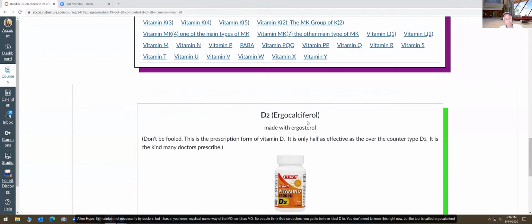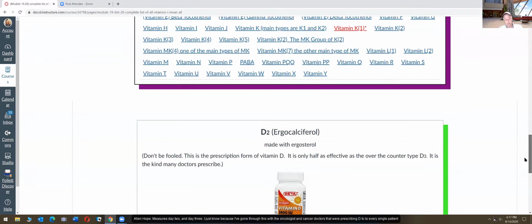But D2, you don't need to know this right now, but D2 is called ergocalciferol. I had to say this, don't be fooled. This is the prescription form of D. It is only half as effective as over-the-counter D3, and it is the kind many doctors prescribe. If you've ever been prescribed vitamin D, I bet you it's D2, ergocalciferol, and your insurance is paying for it, and they're paying through the nose for this. This is only half as effective as the kind you buy over the counter.